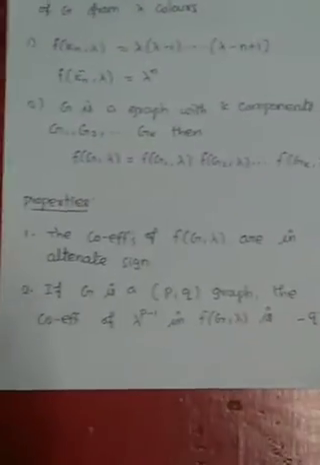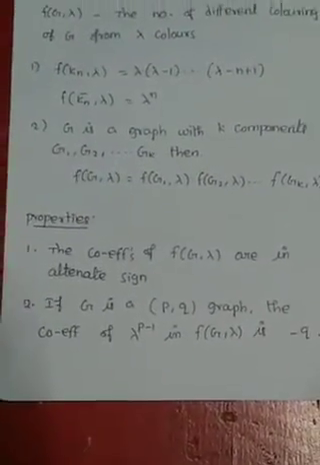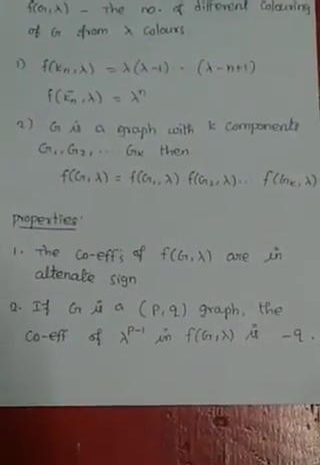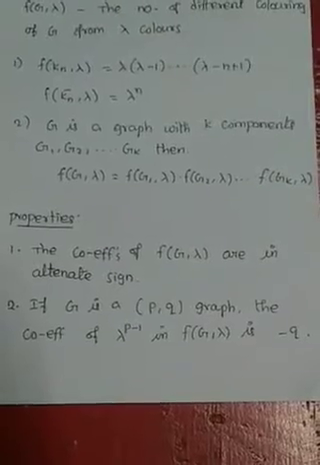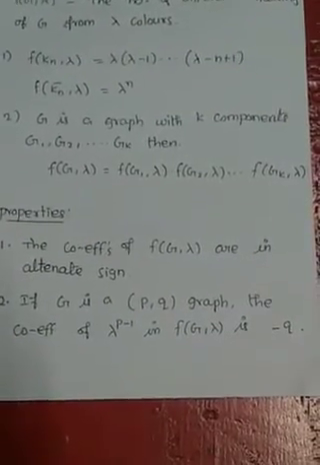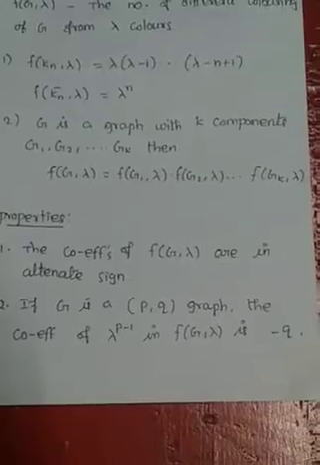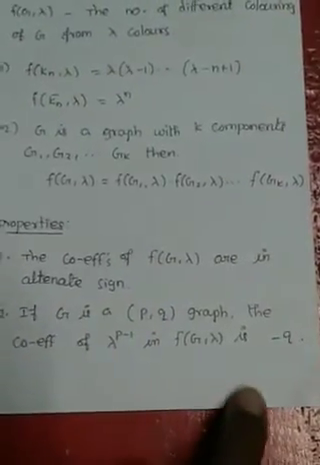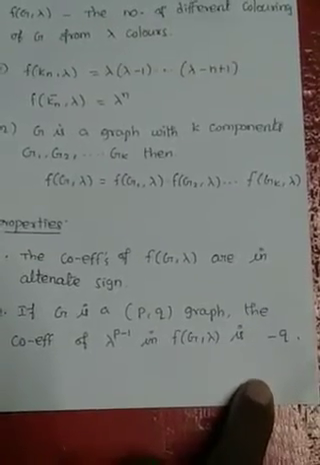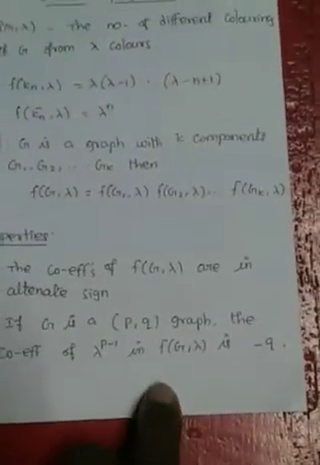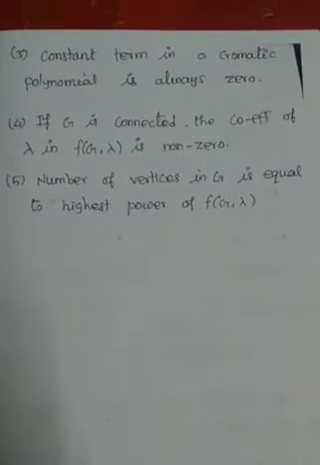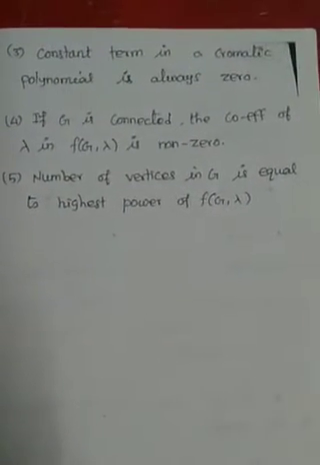Property 1 is that in the chromatic polynomial the coefficients are in alternate sign. The second property is, if G is a graph with p number of vertices and q number of edges, the coefficient of lambda power p minus 1 in the chromatic polynomial is minus the number of edges, that is minus q. Then we have another property. The third property is that the constant term in the chromatic polynomial is always 0.